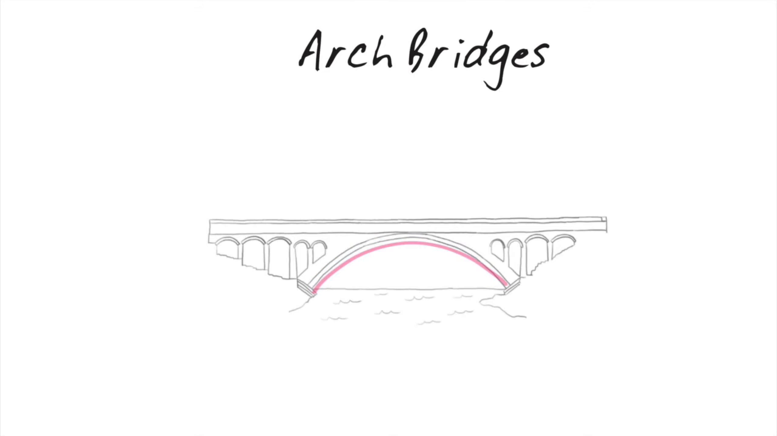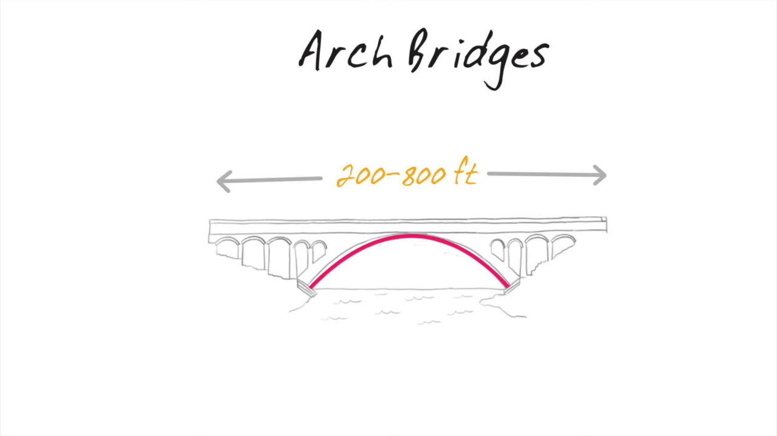Arch bridges. An arch bridge is a curved shape with abutments at each end. The arch is what makes the bridge strong. It allows the load to spread out instead of pushing straight down. The load spreads out to the abutments, which act as a support on the ground at both ends. Spreading the load prevents the arch from breaking apart. Arch bridges can span from 200 to 800 feet.